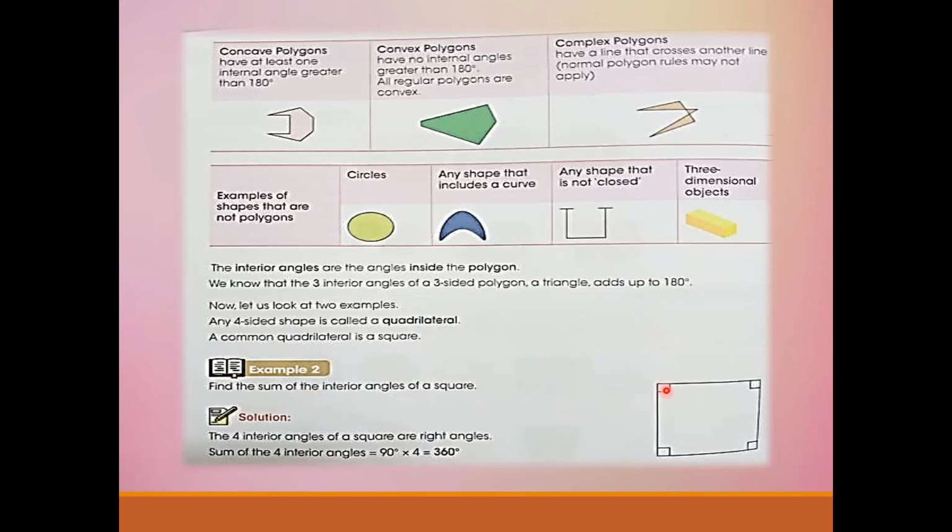So we have 4 angles right here. The 4 interior angles of a square are right angles, so we know already that each is equal to 90 degrees. So we just multiply by 4. So the sum of these 4 interior angles will be 360 degrees.